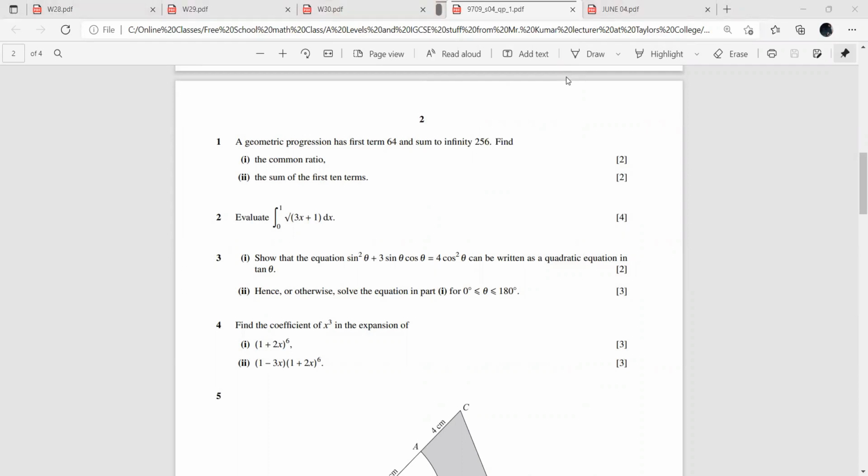Let's begin with question number 1. Okay, let's move it to the whiteboard, please, and we shall begin. All right, let's read and see.